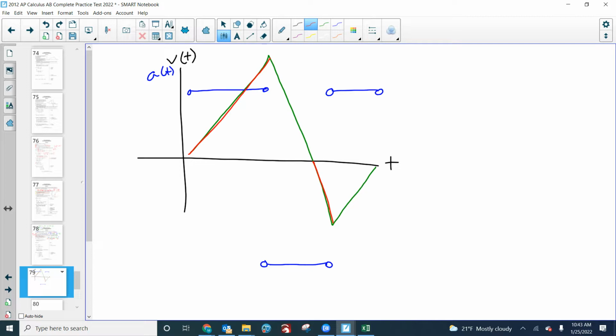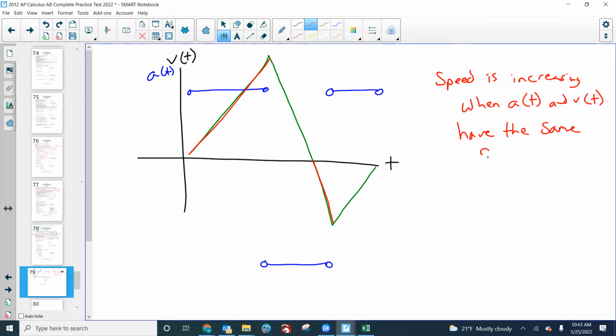Okay. We're going to break it down into two different categories. If you've taken physics and you understand this, you would say speed is increasing when A of t and V of t have the same sign. That would be a physics argument. Do you agree with that?